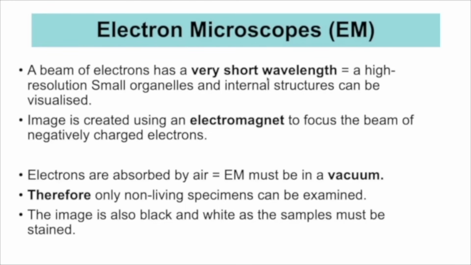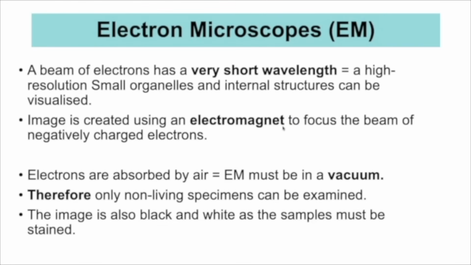So then we move on to the electron microscopes. And a beam of electrons is used here to create the image. And electrons have a very short wavelength. And that is why electron microscopes have a higher resolution. And because they've got a high resolution, small organelles and internal structures can be visualized. The image is created using an electromagnet, so that magnet is used to focus the beam of electrons.